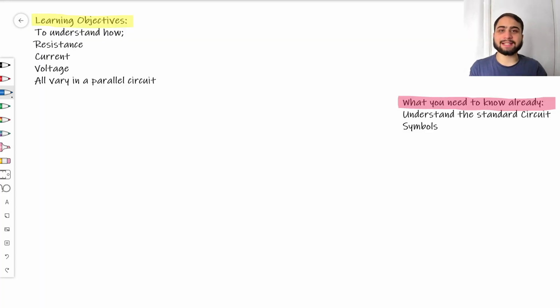My name is Minam and today we're going to be looking at parallel circuits. So some of our learning objectives are to understand how resistance, current and voltage all vary in parallel circuits. Okay, so some things you really need to know are the standard circuit symbols because we're going to be using some of those in this video. If you do, let's get right into it.